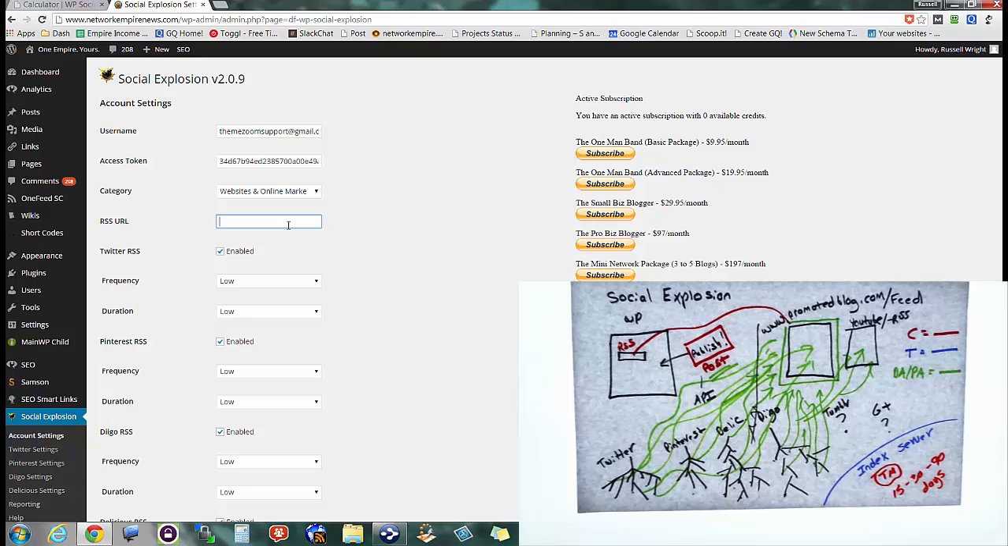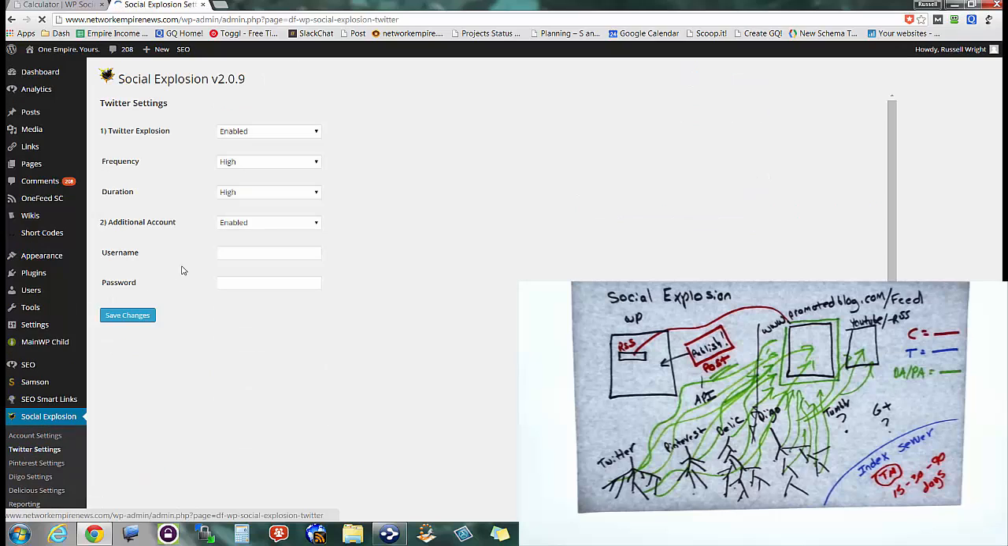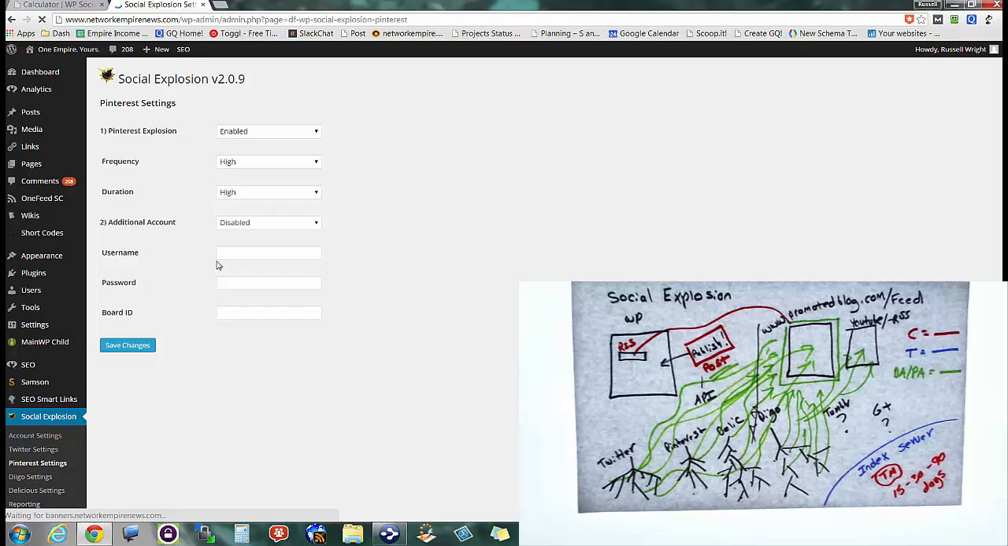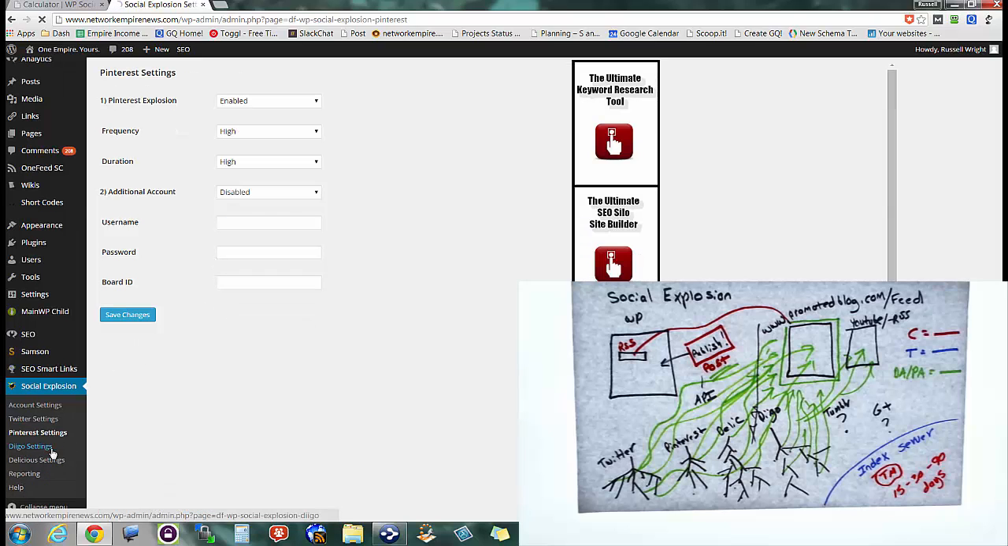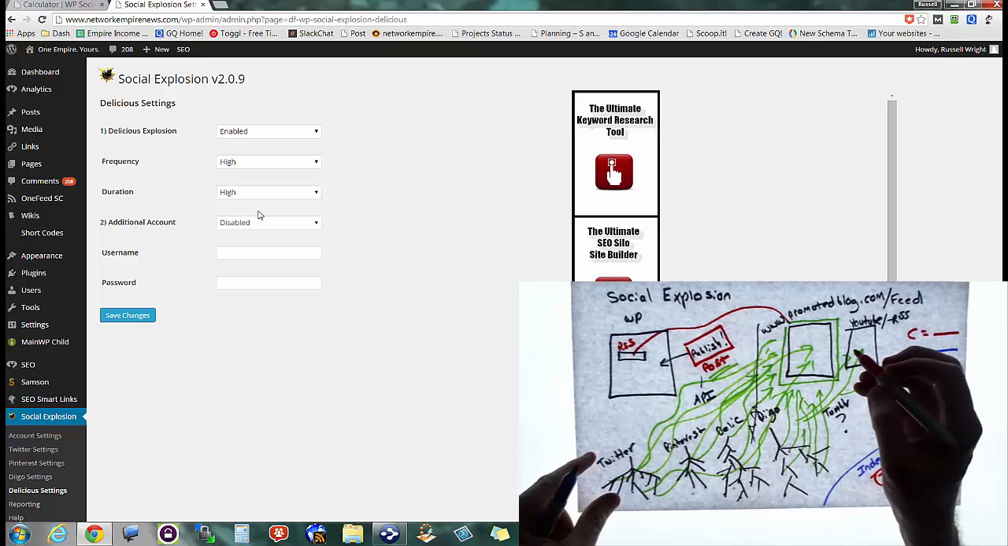But the useful thing is that these are not accounts that you own. Although we do have functionality right here for you to put in your own if you wish. You can go to Twitter settings, enable it, and then put your own in. We do offer one of your own personal accounts at the same time. We thought, what the heck, you may want to have one of your own accounts in there while at the same time you're posting to this network. So that's really how it works.